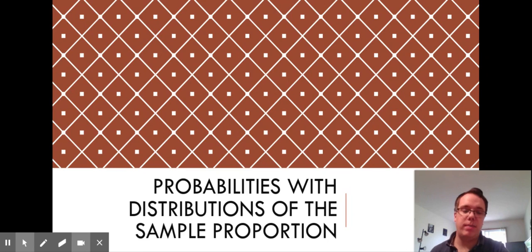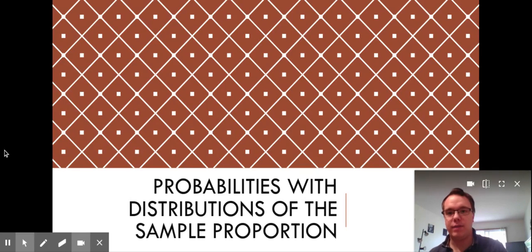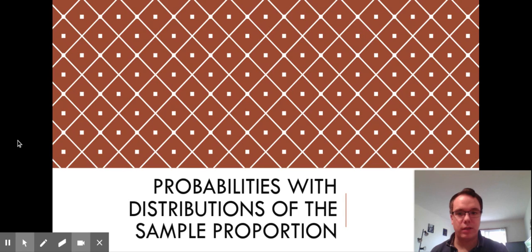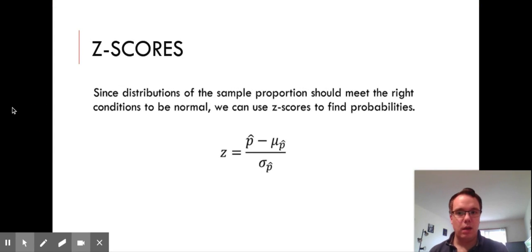So, last time we talked about just describing a distribution of a sample proportion. Today, we're going to find probabilities because, just like last time, we discussed that it could be normal. And if something is normal, we can use z scores to find probabilities. Because we have that test to see if a sample proportion is actually approximately normal, we can find a z-score. If we can find a z-score, we can use the z-table to find probability.